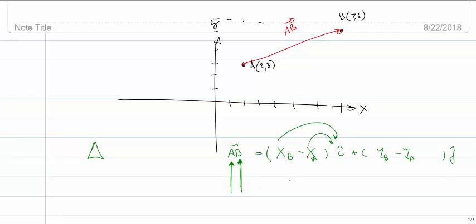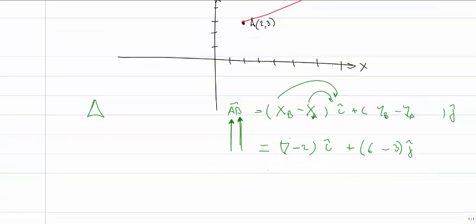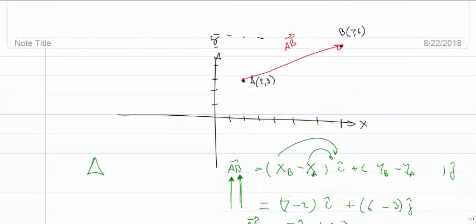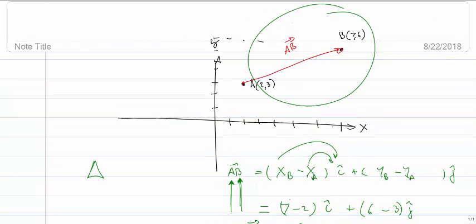So in this particular case, vector AB would be xb, which is 7, minus xa, which is 2, and then yb, which is 6, minus ya, 3. And hence our vector AB is 5i plus 3j. As usual, we can double check: positive i, positive j. Therefore, vector AB goes in the first quadrant. Sure enough, it is in the first quadrant.